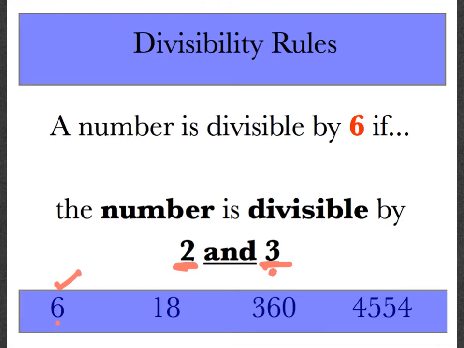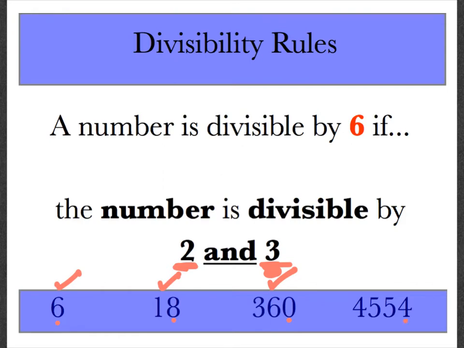For this one, it is even, right? Because we have an 8, and then you do 1 plus 8, which is 9, and 3 does go into 9, so that is divisible by 6. For this one, it ends in a 0, so it is even. Then we take 3 plus 6 plus 0, which is 9, and 3 does go into 9, so that is divisible by 6 as well.